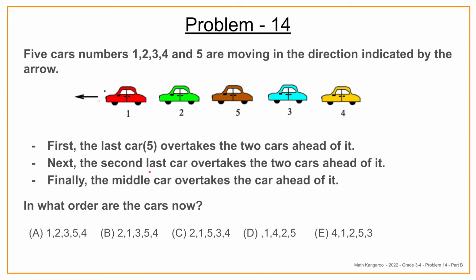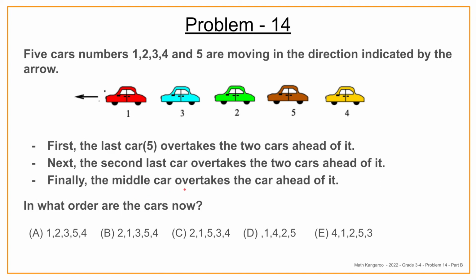Next, the second last car overtakes the 2 cars ahead of it. So the second last car is number 3. So the number 3 overtakes 2 cars ahead of it. So that means number 3 will get in here. Thus the order becomes 1, 3, 2, 5, 4.